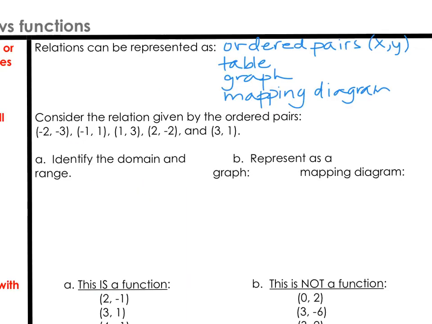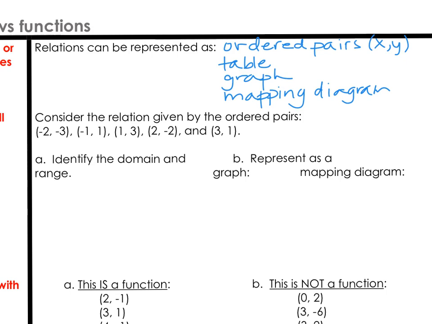We will focus on representing relations in a variety of ways, which include ordered pairs, creating a table, plotting points on a graph, and a mapping diagram. Consider the relation given by the following ordered pairs: (-2, -3), (-1, 1), (1, 3), (2, -2), and (3, 1). First, we're asked to identify domain and range.